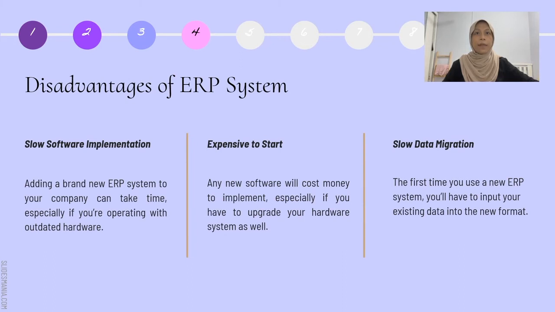Next are the disadvantages of the ERP system. The first disadvantage is slow software implementation. Adding a brand new ERP system to the company can take time, especially if you are operating with outdated hardware. It's not uncommon for some ERP implementations to take 2 to 3 years depending on the scope of the software. This means if we want an ERP system, we have to start planning years in advance to avoid disruptions to our work. After installation, it's time for training to start. Every user will need some degree of teaching before they can comfortably utilize the new software.